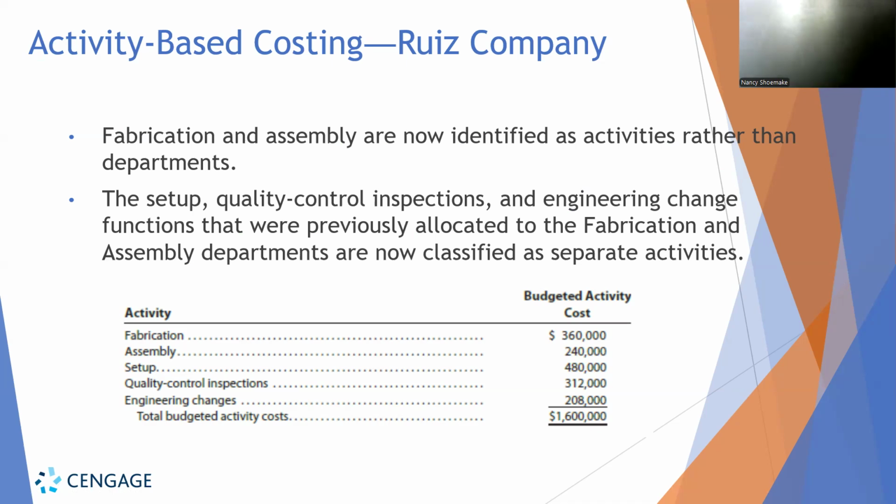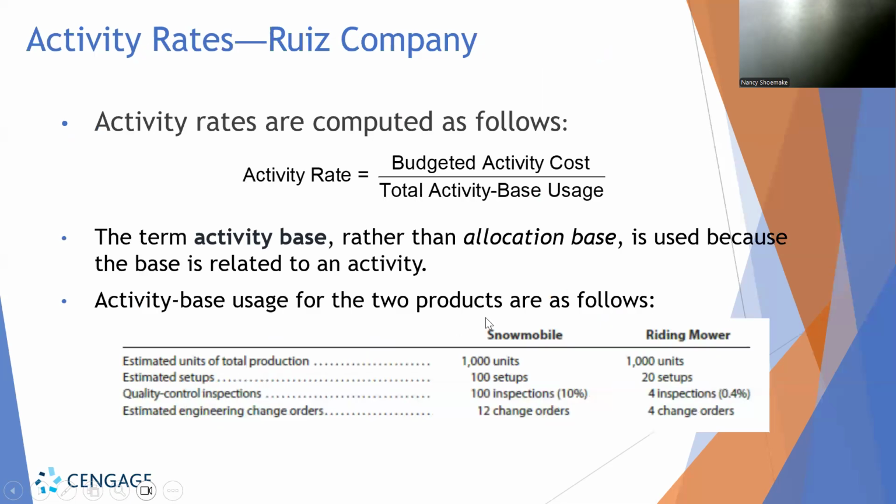So instead of just two departments, we're switching it now to activities. And look, guys, we have 5 activities for these products we're putting out there. We have our budgeted costs per activity. We come up with activity rates based on the activity cost divided by our activity-based usage. Activity base is the same as our allocation base. Okay, we're just kind of using different words.